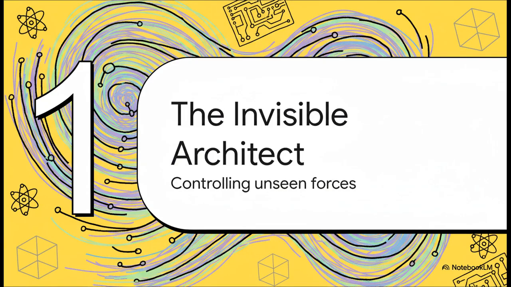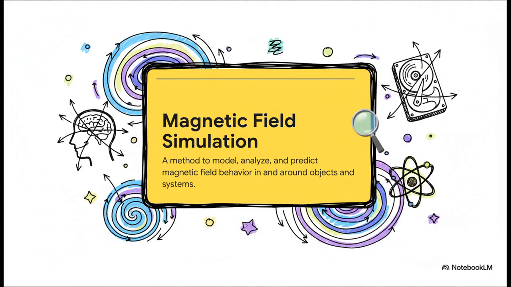Okay, let's dive into our first concept, the invisible architect. This is where we learn how to see the unseeable. The key to all of this is something called magnetic field simulation. Now, the best way to think about it is like a digital sandbox for magnetism. Instead of building a real, multi-million-dollar MRI machine, engineers can build a perfect virtual replica right on a computer. From there, they can run countless tests, see exactly how the magnetic fields are going to behave, and totally perfect the design, all before a single screw is turned in the real world.